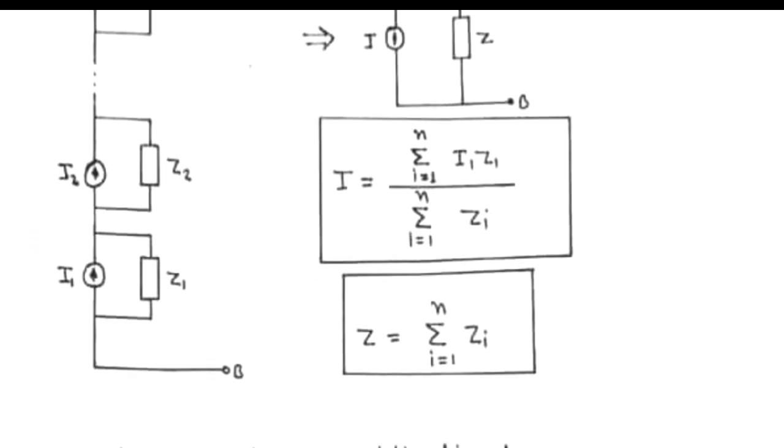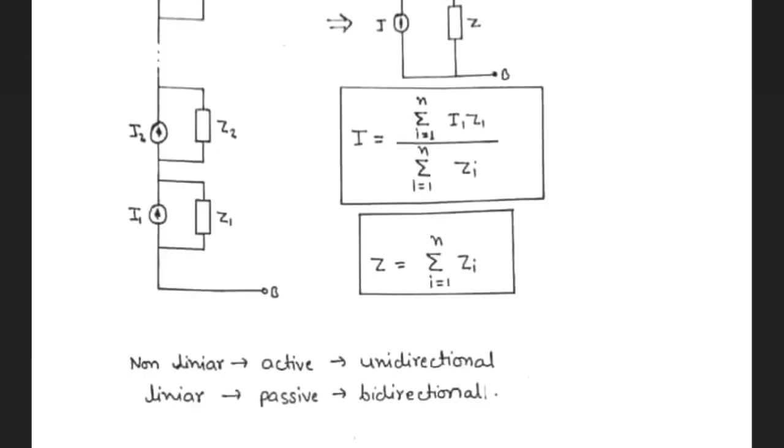A non-linear active element is unidirectional. Linear passive elements are bidirectional in current flow.